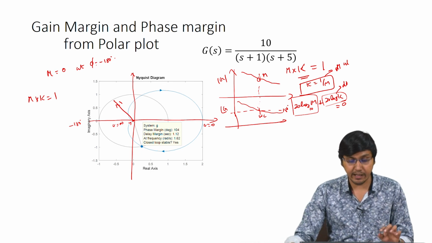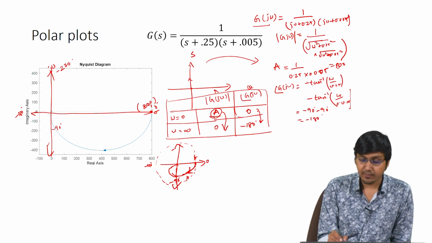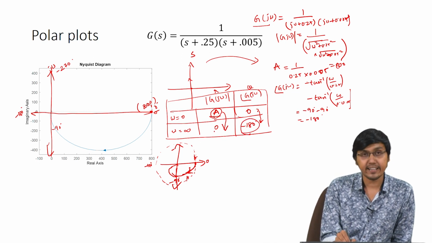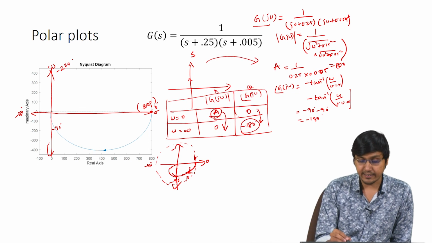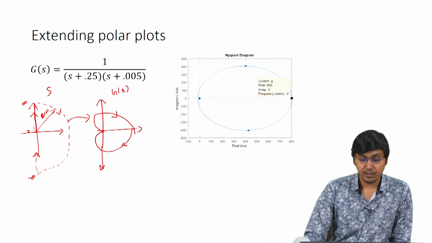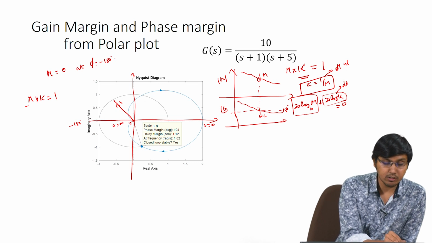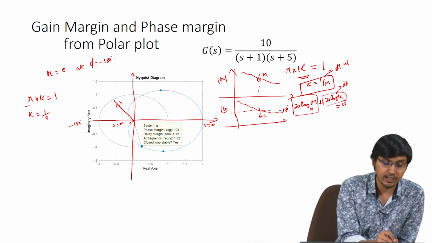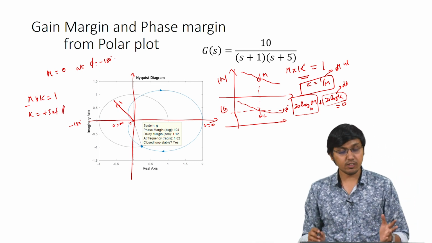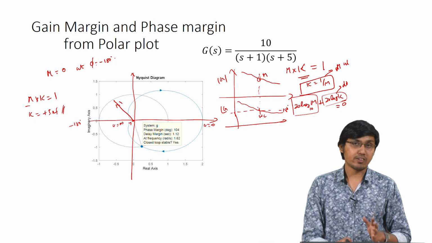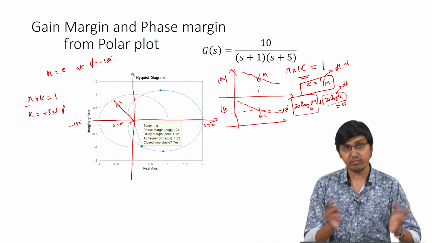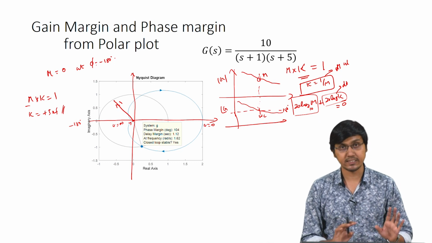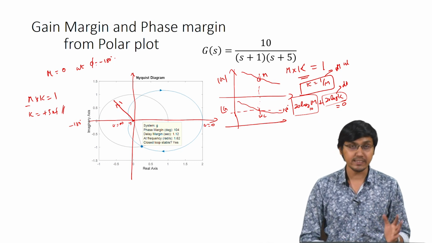So, if you go back to the table we have drawn, we said the minus 180 degree is got at the gain of 0. So, M is 0 here. When M is 0, K is 1 by 0, which means it is tending to infinity, a very high value. So, this system, from the gain margin perspective, has an infinite gain margin. You can add any gain to the system, still the system will be stable.